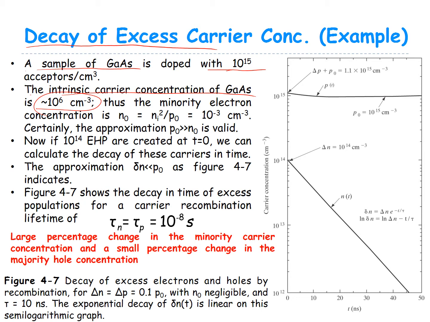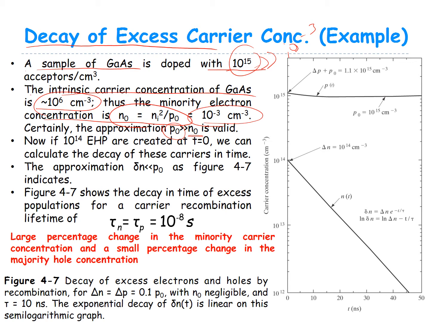Thus, the minority electron concentration is going to be equal to n i squared divided by p naught, which is 10 to the power minus 3. So this is the law of mass action. So certainly the approximation that p naught is much greater than n naught is valid in this case. You can see that p naught, which is 10 to the 15, is much greater than 10 to the power minus 3. So the intrinsic condition is satisfied in this example.